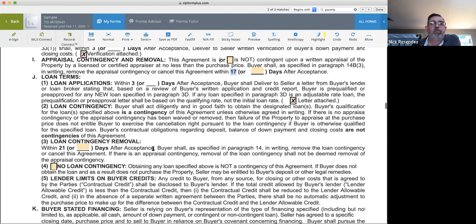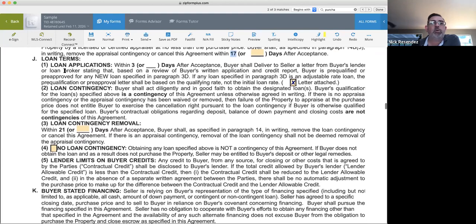Let's keep it moving here. Next is loan terms. So we have a section here that's asking for the loan application to be delivered within 3 days after acceptance, right? Well, again, you guys know your offers are probably not even going to get presented if you do not attach your pre-approval letter. So therefore, I have in my template, letter attached. That checkbox is default checked because I'm always giving the pre-approval letter, right?